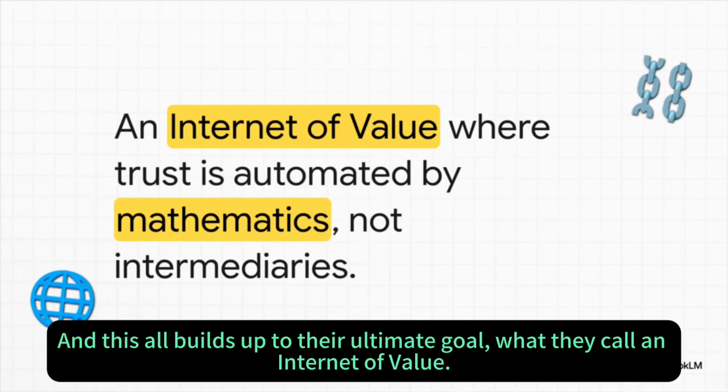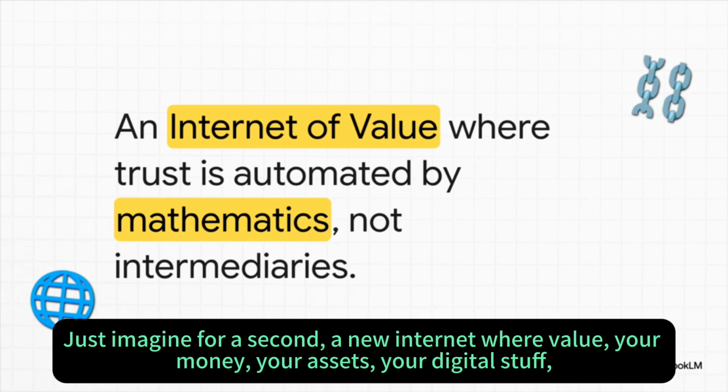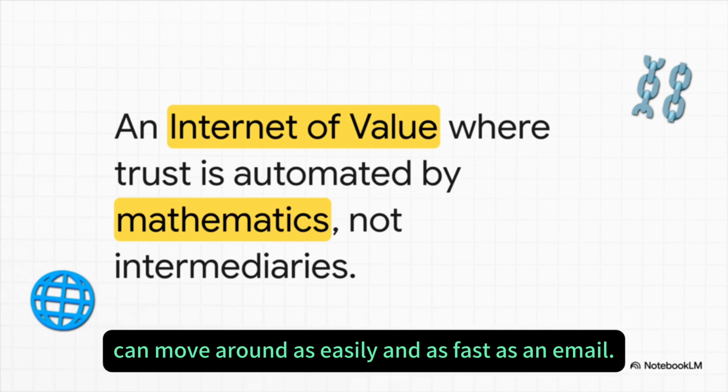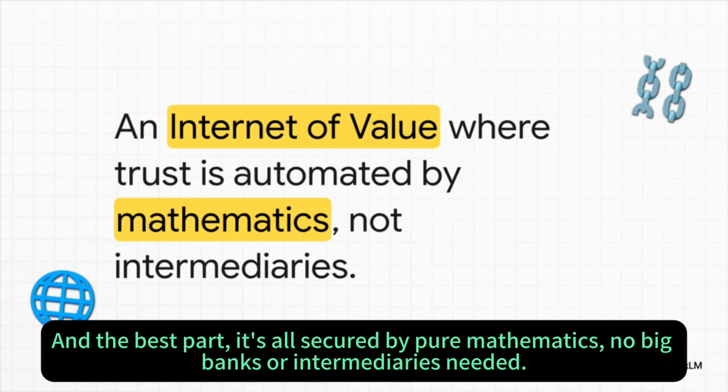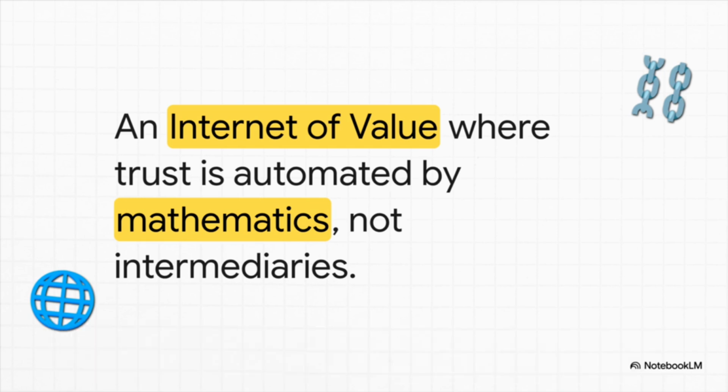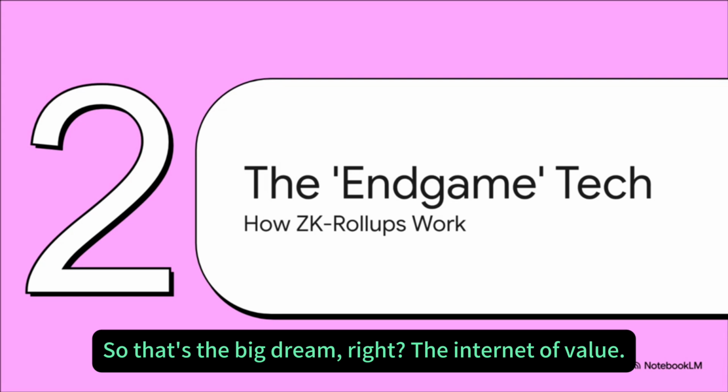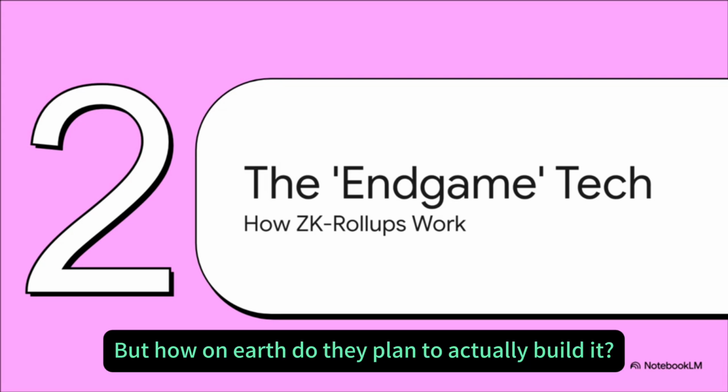And this all builds up to their ultimate goal, what they call an internet of value. Just imagine for a second, a new internet where value, your money, your assets, your digital stuff, can move around as easily and as fast as an email. And the best part? It's all secured by pure mathematics. No big banks or intermediaries needed. So that's the big dream, right? The internet of value. But how on earth do they plan to actually build it?